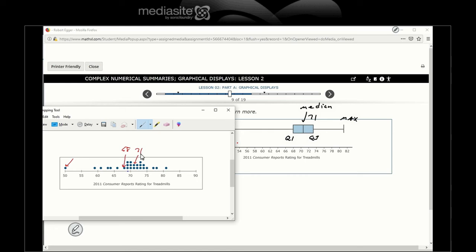Quartile 3 here appears to be 73. Just going down the line number there. 73, 71, 72, 73. Okay, between 71 and 73 is another 25%. And then 73 to 80 is your last 25%.